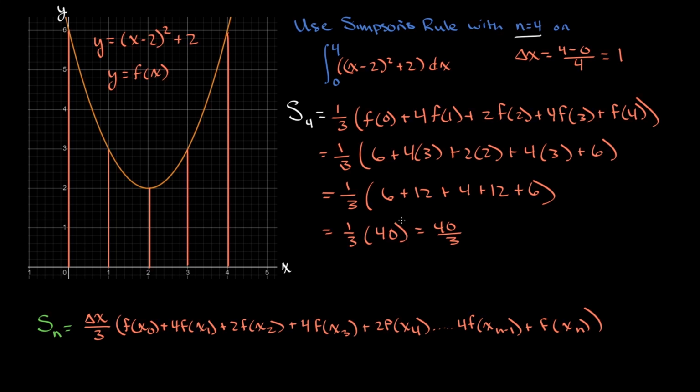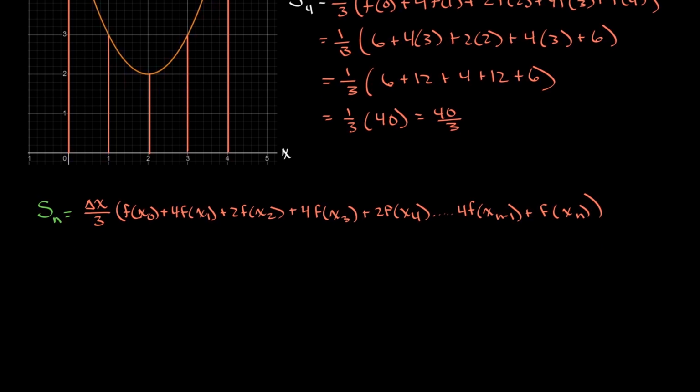Now I want to compare this to the actual value of this definite integral. So let's pull this definite integral down here and figure out its exact value. It's the definite integral from 0 to 4 of x minus 2 squared plus 2, integrating with respect to x. So pause the video and try to evaluate this definite integral.